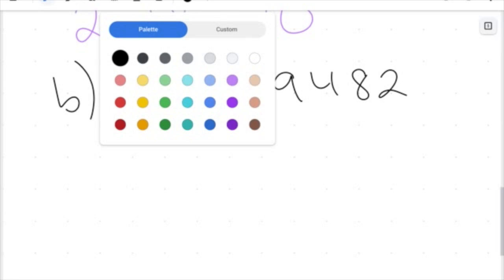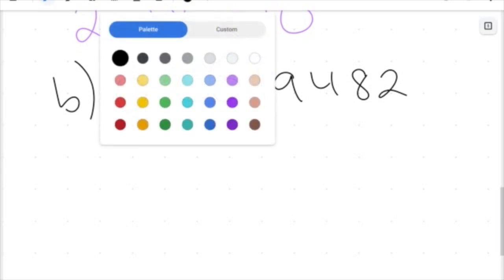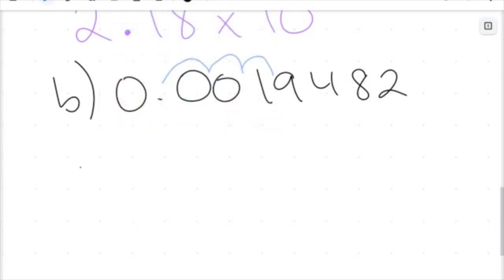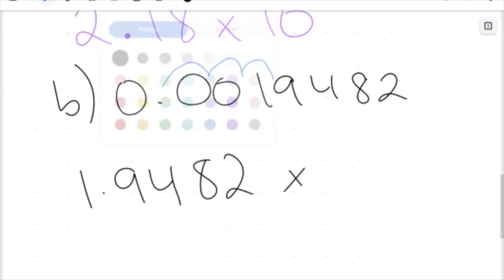So if we think of moving this decimal point, we want to go here, here, and then here finally. And that's going to give me 1.9482. Now this is a number now between 1 and 10. And we want to see, well, how many times did we go in the right-hand direction? So I have 1, 2, and 3.